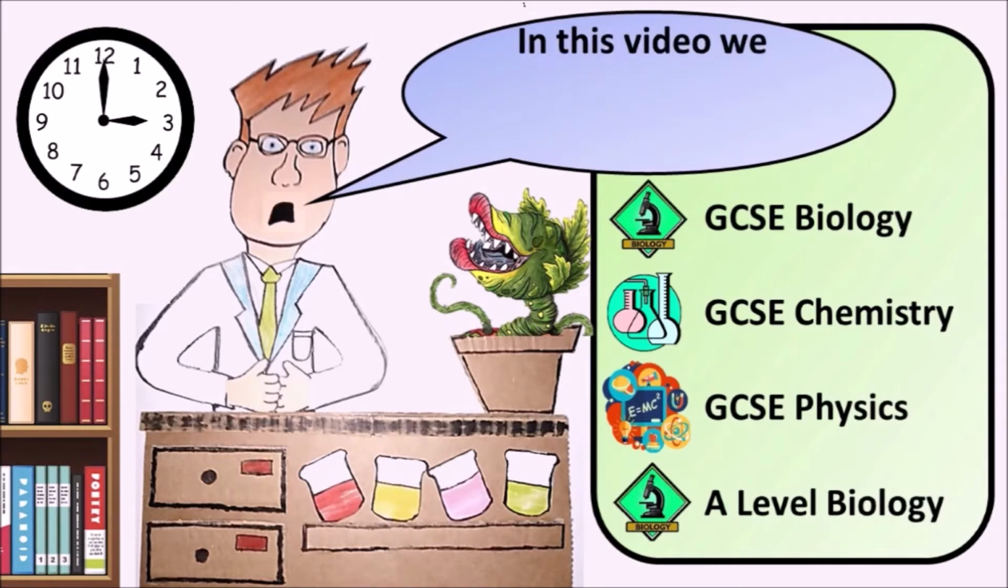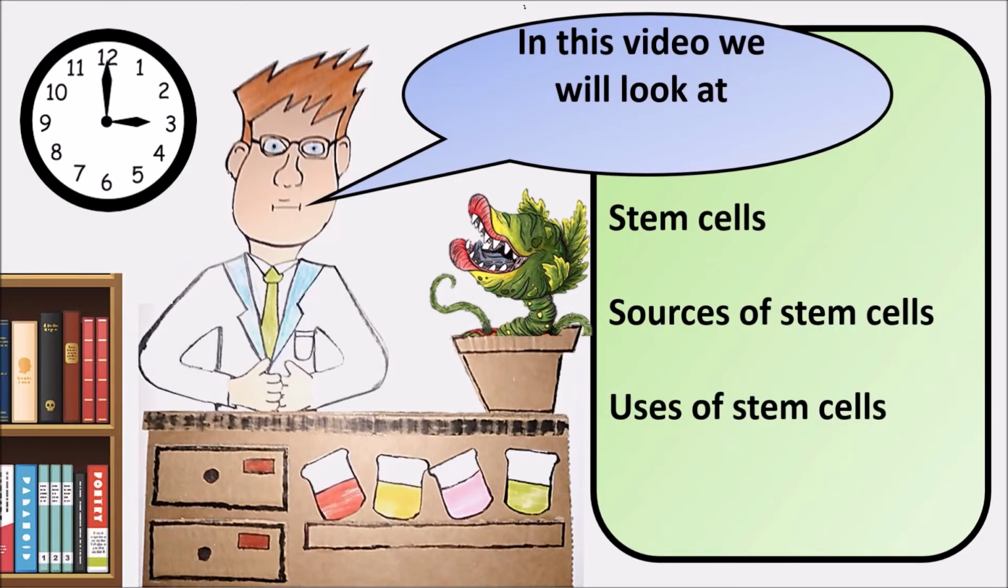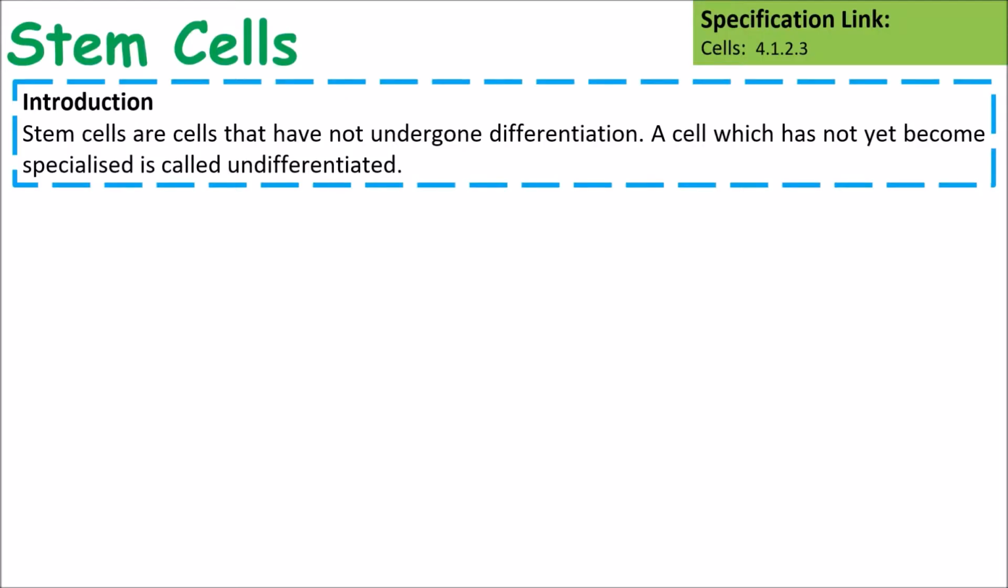In this video, we will look at stem cells, the sources of stem cells, and some of the uses of stem cells. So stem cells are cells that have not undergone differentiation. So the cells that have not become a specialized cell yet.